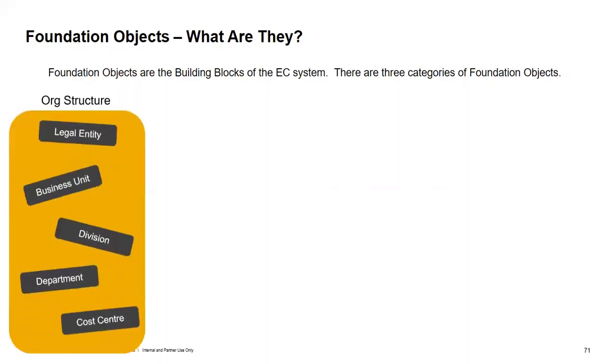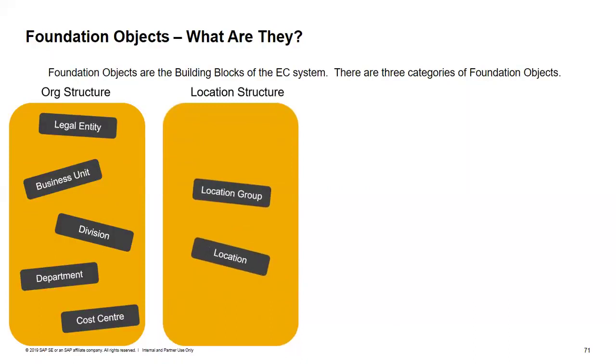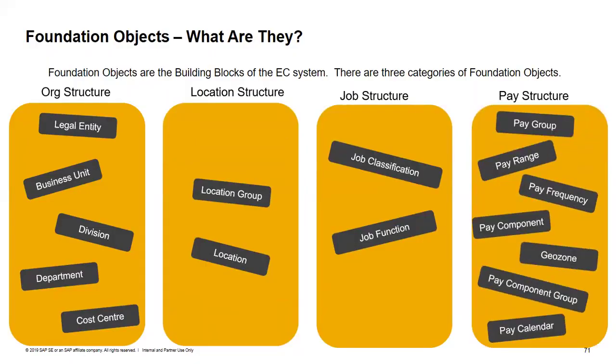What are those three categories? The first objects are org structure related elements. Second set are location structure. Location structure is also part of org structure. Then the job structure and the pay structure. Org, job, and pay structure. So that's why we see the action name called manage organization pay and job structure.